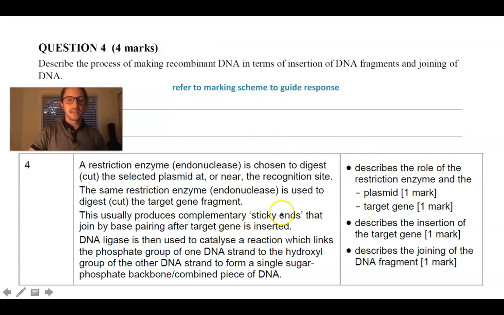That's where sticky ends come into play. That's the hydrogen bonds between them. DNA ligase is also used to catalyze this reaction, causing those phosphate backbones to come together. So that's a bit of a brief example. But again, follow the marking scheme over this side.